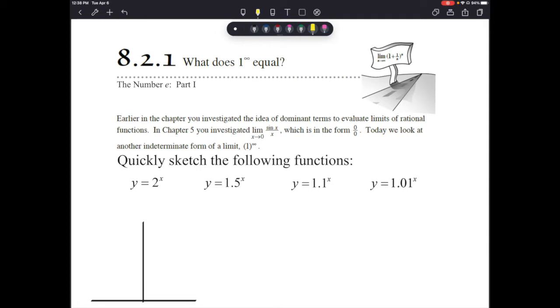Hi, welcome to the notes for 8.2.1. This section is titled the number E, and we're looking at part 1 today.